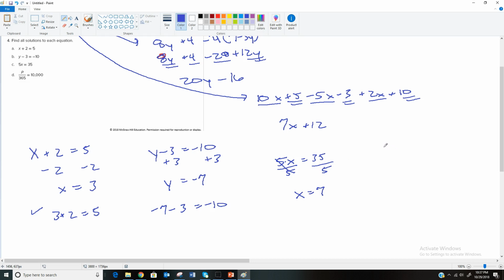The last one has got some bigger numbers in it. It's got division, but it's still only one step to solve. So if we had p over 365 equals 10,000, then to get rid of this 365, I'm going to multiply by 365. So I've got p equals 3,650,000 is what p ends up being.